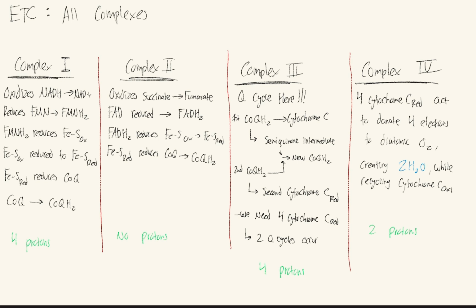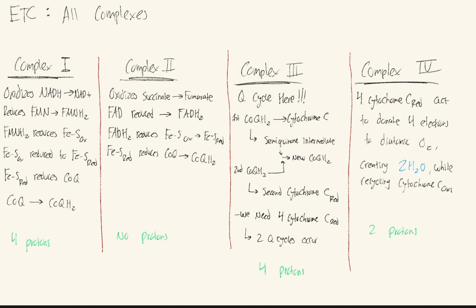Complex 3 is the one that gets a little confusing because it's where the Q cycle occurs. The Q cycle is how we take this coenzyme QH2 and actually move the electrons to cytochrome C, which is going to end up being what reduces the oxygen. Basically, though, what the Q cycle is, we use one coenzyme QH2 and a second one. And what happens is the 2 electrons in coenzyme QH2 are split up. One of them goes to cytochrome C to reduce it, and the other forms a semiquinone intermediate, which is just 1 electron on a coenzyme QH, really, not QH2 then.